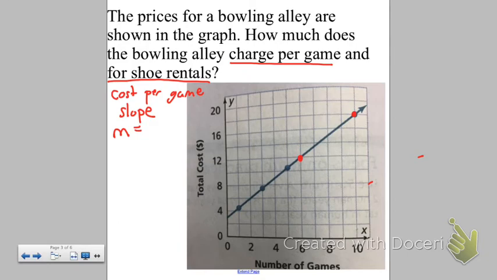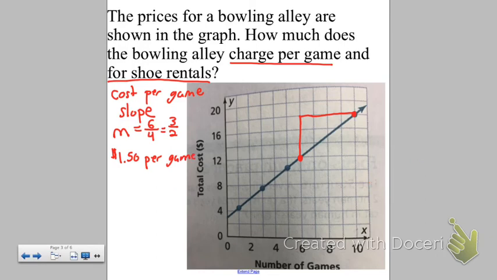second point. So my slope, I go up from 12 up to 18. So that would be up 6. And then I go to the right from 6 to 10, so that's 4. So I can reduce this to 3/2. So my slope is 3/2. So that means that the cost is $1.50 per game.